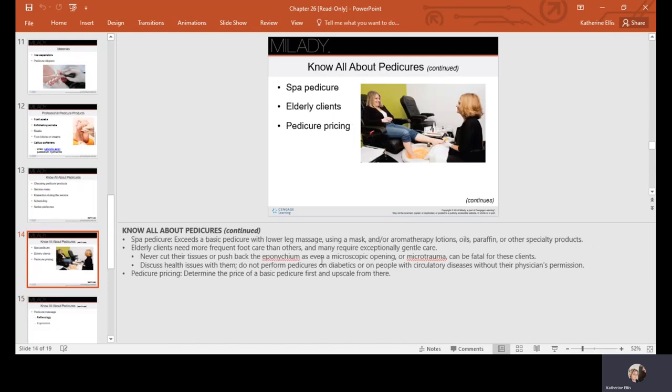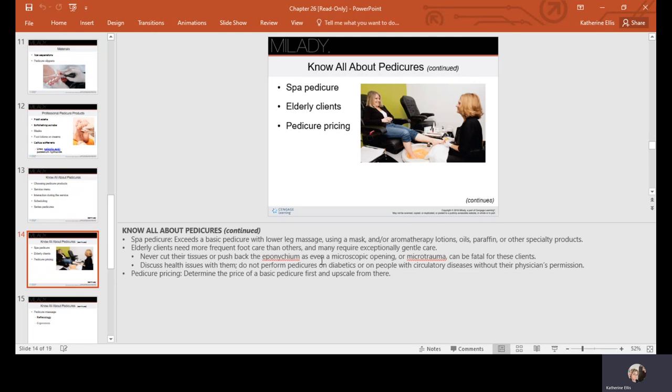Spa pedicures exceed the basic. You can include lower leg massage, a mask, aromatherapy oils, lotions, paraffin, or any other specialty product. Elderly clients need more frequent foot care than others, and many require exceptionally gentle care. Their skin can be very thin and delicate.